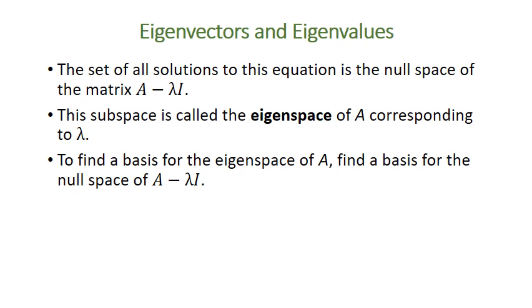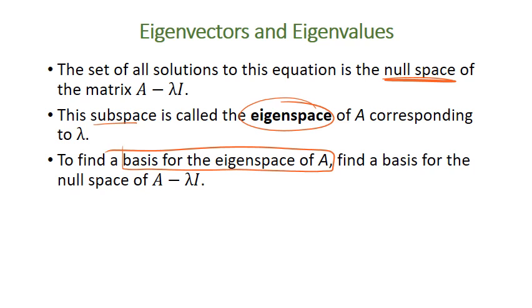Okay, so here's some more information that we will find helpful as we move forward. The set of all solutions to this equation is the null space. Okay, so you should have kind of picked up on that a little bit. This subspace is called the eigenspace. And then the basis for the eigenspace is the basis for the null space of this. Okay, so the next example, I'm going to illustrate this last point.